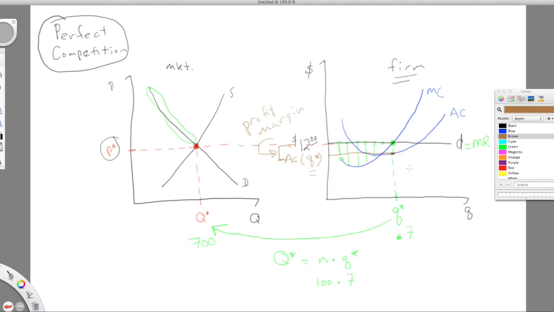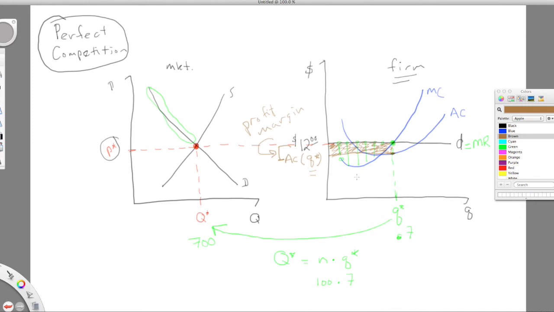So that's profit margin. And that means if the vertical distance is profit margin, profit per unit, and this distance is quantity, then this area, colored in brown, this rectangle, represents profit to the firm. So the competitive firm here is earning positive profit to the tune of this much per unit times this many units, the total amount being this brown rectangle.